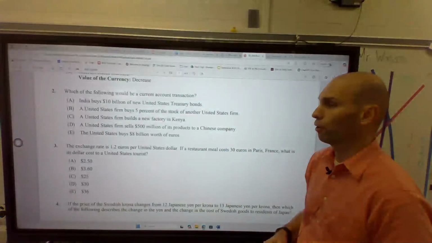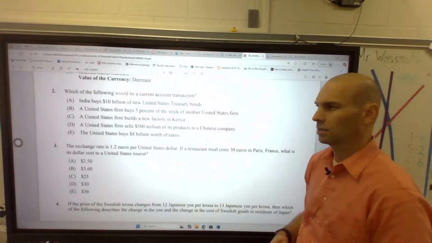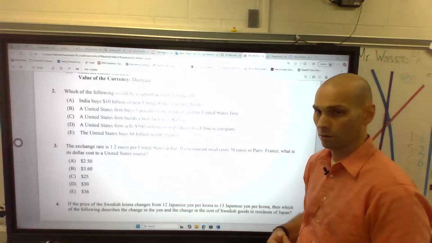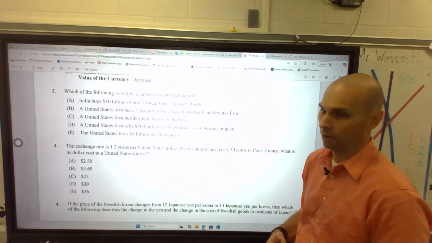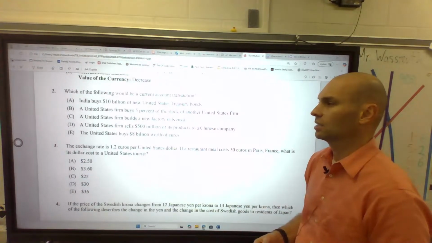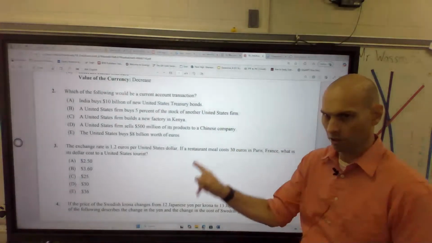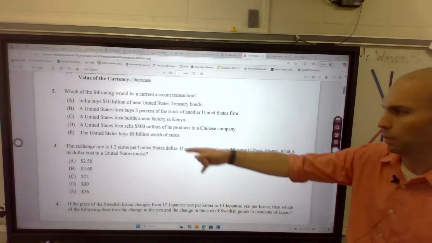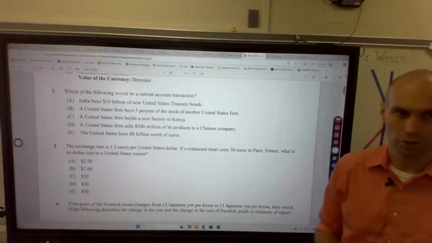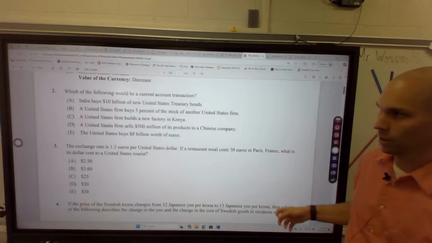United States firm builds a new factory in Kenya. So that's buying a factory, therefore that would be capital. So that's financial, actually physical capital. So that's financial. United States sells $500 million of its products to a Chinese company. That's exports, current account. And now he buys $1 billion worth of euros. That would be investment. So financial asset, euros. Does that help? Yeah. So that was a good question.